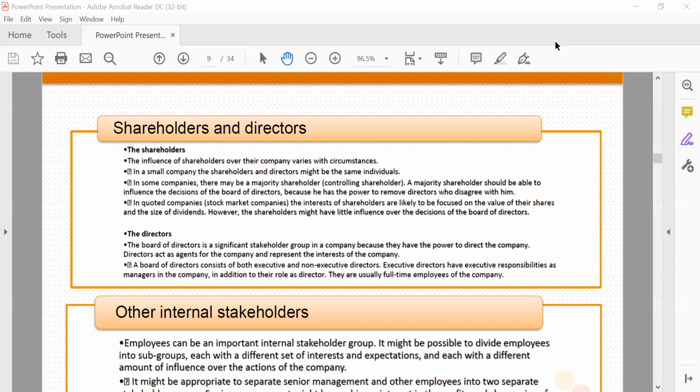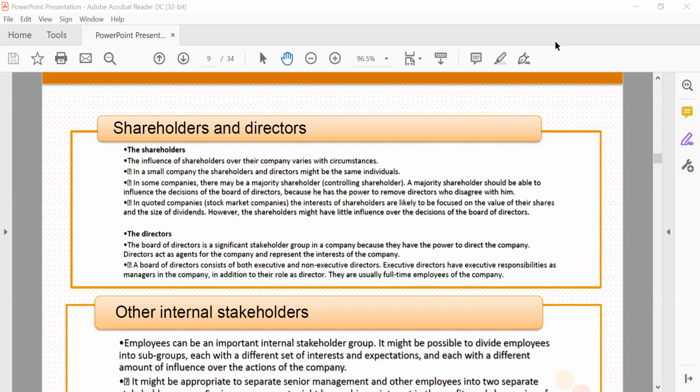So we've talked about the shareholders. Now, let's talk about the directors. The board of directors is a significant stakeholder group in the company because they have the power to direct the company. Directors, as the name suggests, direct. So they have the power to direct the company. The directors are basically agents for the company and represent the interests of the company.